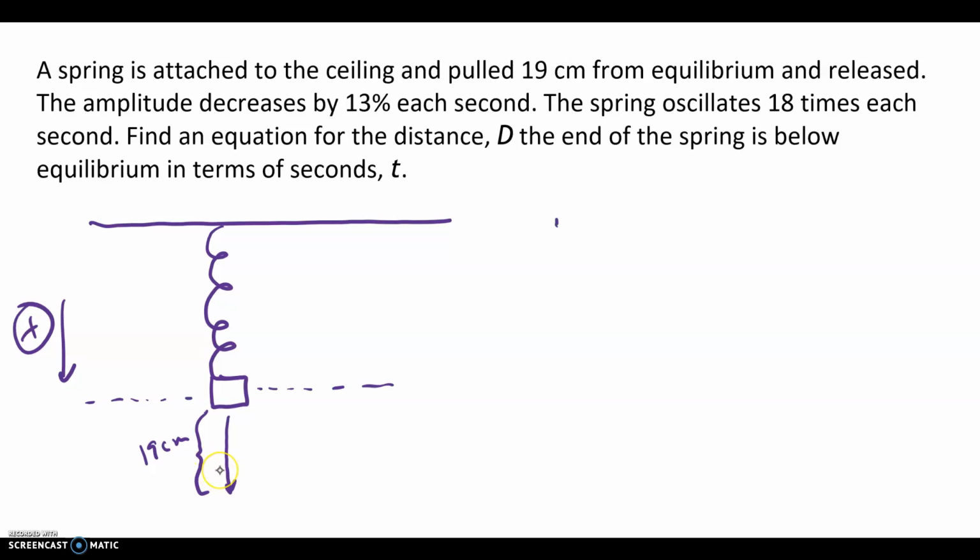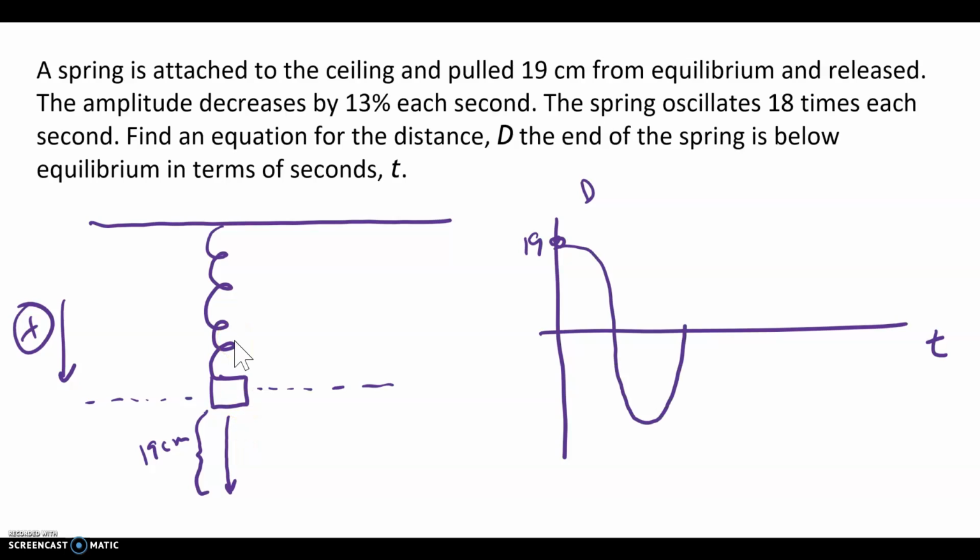And so if you make a graph out of this, this is time t, this is distance. So we're starting at 19 centimeters from equilibrium. And then you can see the spring is just going to bounce up and down. It's going to go like this, and it's decreasing 13% every second. And so every time the spring bounces back, it comes back a little bit less than before. And so it'll look something like this.